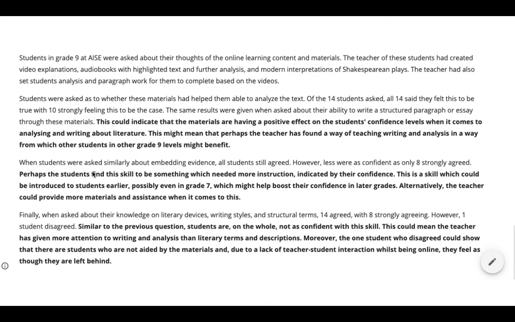When students were asked similarly about embedding evidence, all students still agreed. However, fewer were as confident, as only 8 strongly agreed. Perhaps the students still find this skill to be something which needed more instruction, indicated by their confidence. This is a skill which could have been introduced to students earlier, possibly even in grade 7, which might help boost their confidence in later grades. Alternatively, the teacher could provide more materials and assistance when it comes to this.